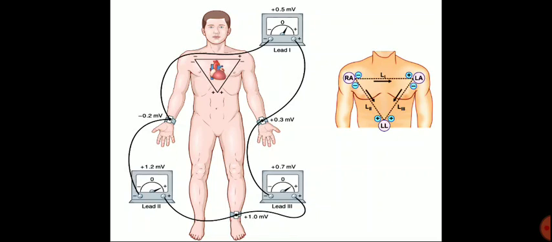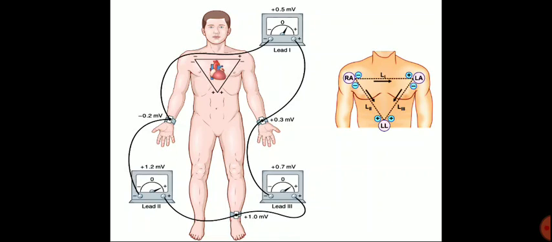So right arm toward the positive arm. In lead 2, there is a connection between the right arm and the left leg. Right arm again negative, and left leg is the positive. So the current flows downward, toward the downward and toward the left.